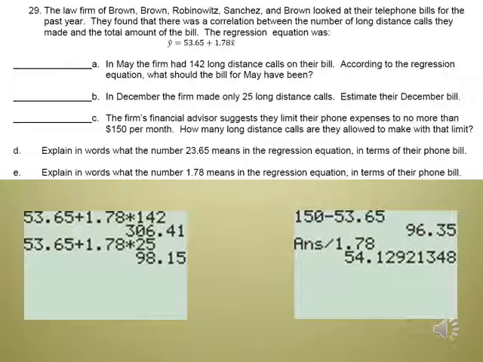The other two questions are asking you what the numbers in the equation stand for, and I do have a typo in part D. It should say 53.65. What that would be is like the base bill. It's what they pay to have a phone in the office even if they never use it. If they make no calls at all, they've still got to pay $53.65 to the phone company.